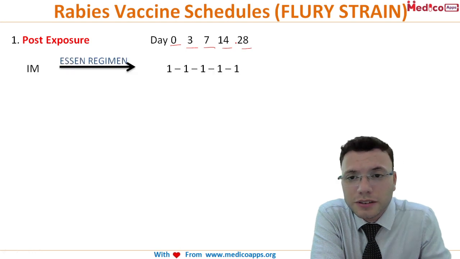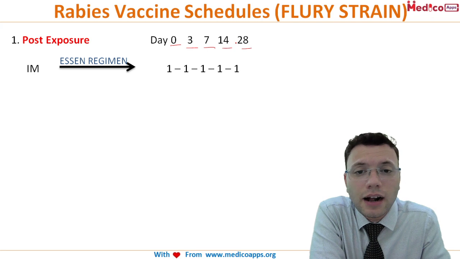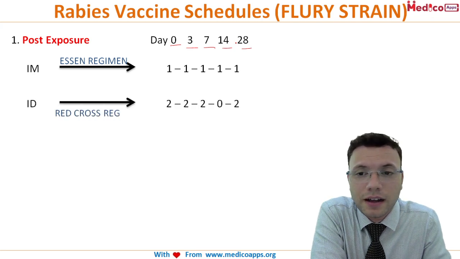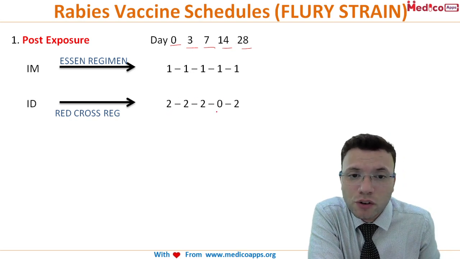So there are two regimens. The first is the SN regimen, where it is given intramuscular on all these days. The other one is the Red Cross regimen, where we give intradermal around the umbilicus, 2 doses on each day except for the 14th day.